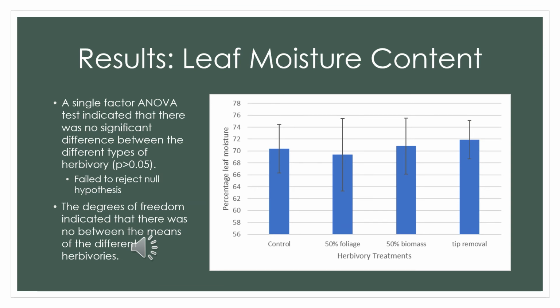But looking specifically at the leaf moisture content, which is one of the things that we're focusing on here, you can see that there wasn't a significant difference between any of the treatments. And an ANOVA test was also run, and it showed that there was no significant difference between the different types of herbivory, with a p-value of above 0.05. The degrees of freedom also indicated that there was no difference between the means of the different herbivory treatments.